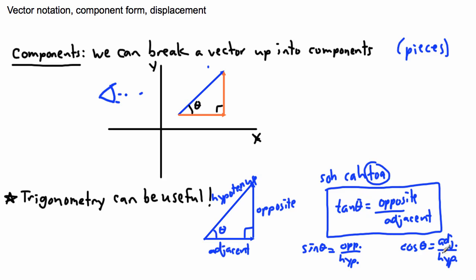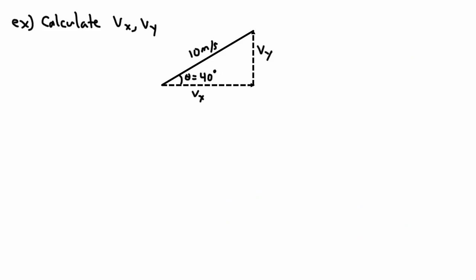Okay, so cosine is A over H, that's this CAH. Tangent of theta is O over A, so opposite over adjacent. And sine of theta is opposite over hypotenuse. These are going to come in handy in case you want to break up a vector into its component forms. And so what better way to do that than to actually do an example? So let's calculate Vx and Vy.